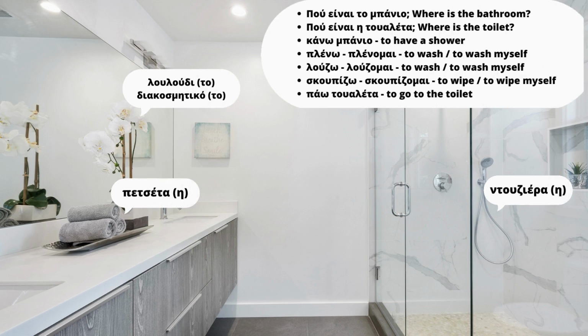The next word is σκουπίζω, which is an active voice, and σκουπίζομαι, which is the passive voice. This verb basically means to wipe and to wipe myself. So if you use the towel, you want to wipe yourself after the shower. So you say σκουπίζομαι. And the last phrase is πάω τουαλέτα, which means to go to the toilet. Πάω τουαλέτα.